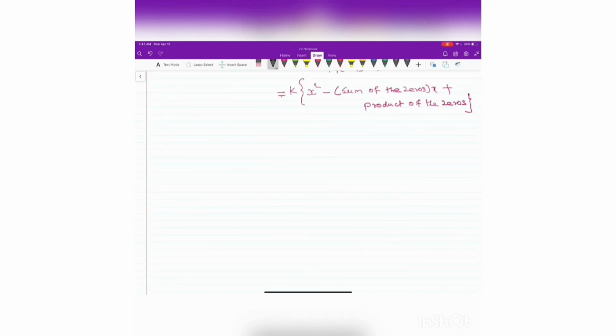The seventh one, relationship between the zeros and the coefficients of a cubic polynomial.